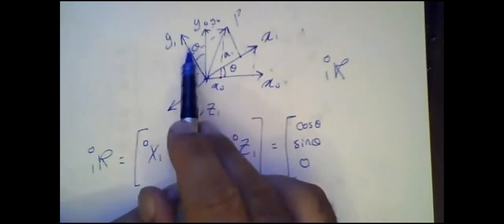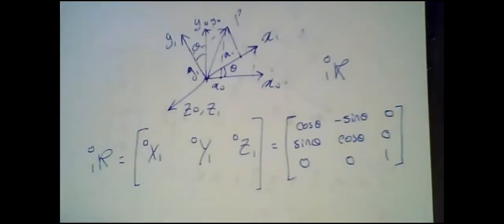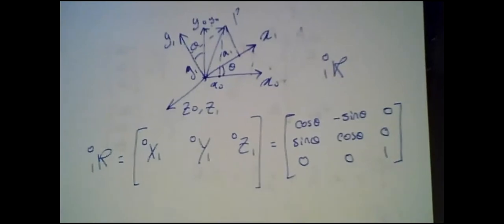Now let's look at Y1 in frame 0. So you're looking at this vector. What is the x component of vector Y1? I think it will be minus sine theta. Essentially, you're looking at this component right here. So minus sine theta. How about the y component of it? It would be cosine theta. And then this guy is going to be 0. And then how about Z1 in frame 0? So this guy is going to be 0, 0, 1. So it has no component of the x, y. So there you have it. So this is your rotational transformation.